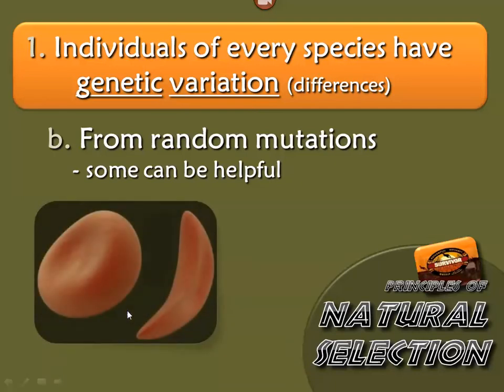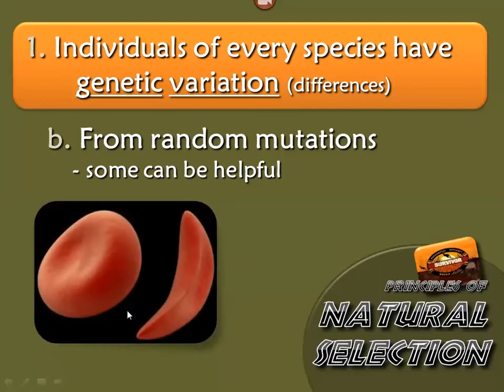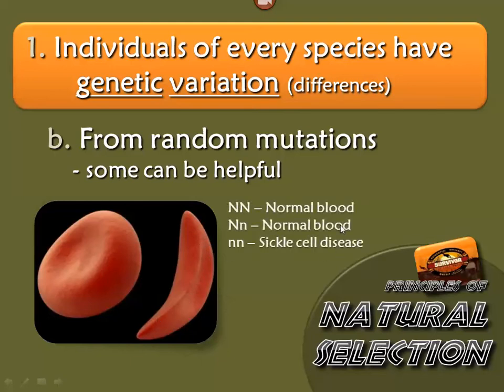Here's another example of a helpful mutation. This here is a human blood cell on the left, and this is another human blood cell on the right, but this one isn't formed correctly. This is what's called a sickle cell, and this is a disease called sickle cell anemia. And here's how you get it. Basically, it's a pretty simple Punnett square. Two big N's, you have normal blood. A big N and a little n, normal blood.